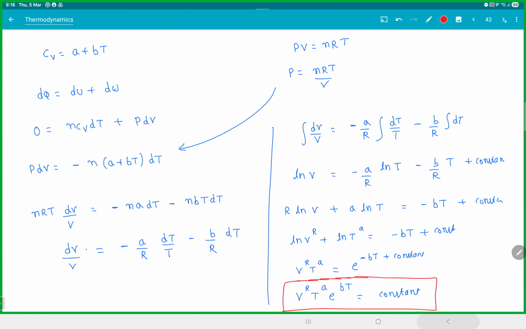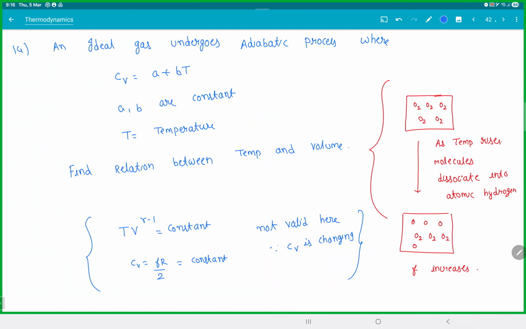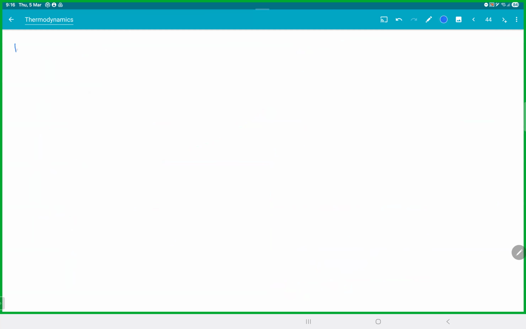So this is another type of model, but it can be a really good question. As the gas is heated, it is observed that the oxygen molecules break down into atomic oxygen. Because of this, the degrees of freedom will increase. So they can make a question around that thing. This is another model.